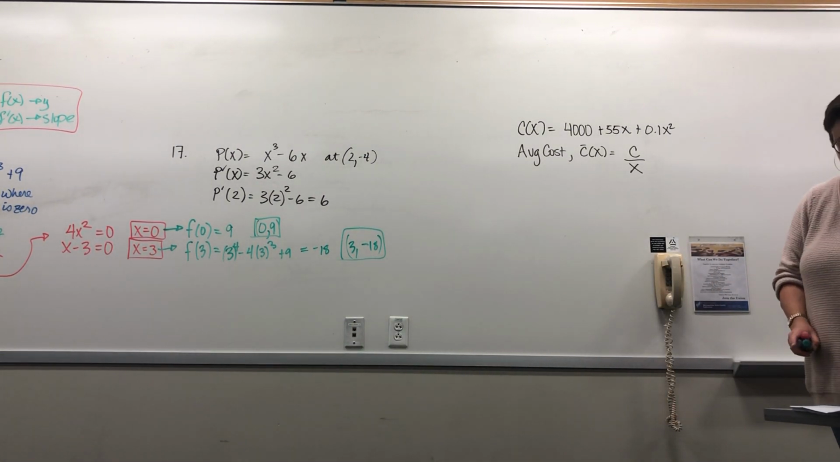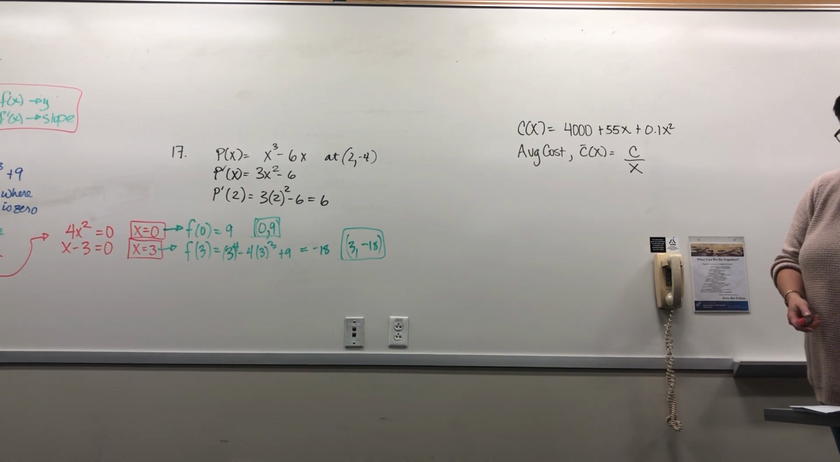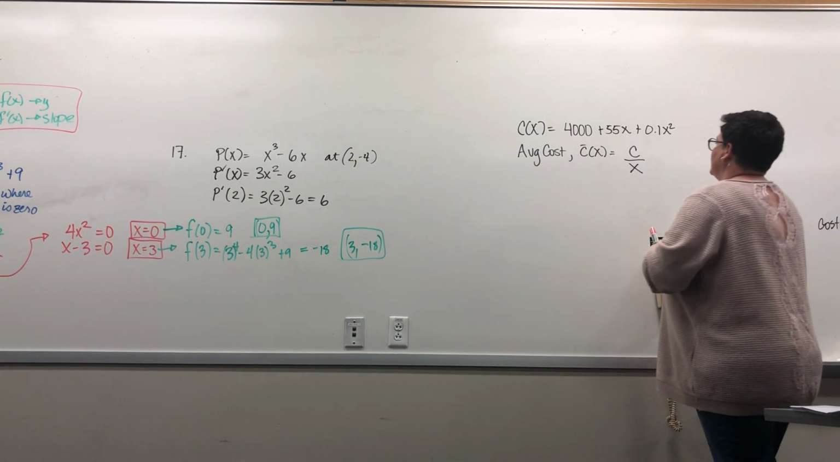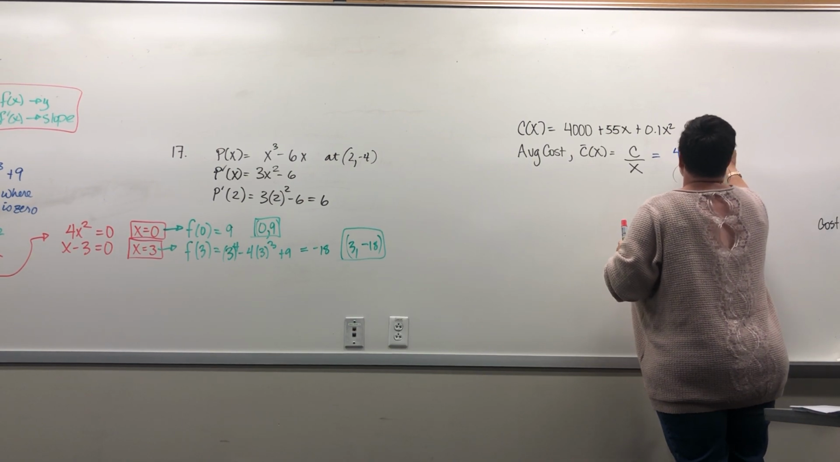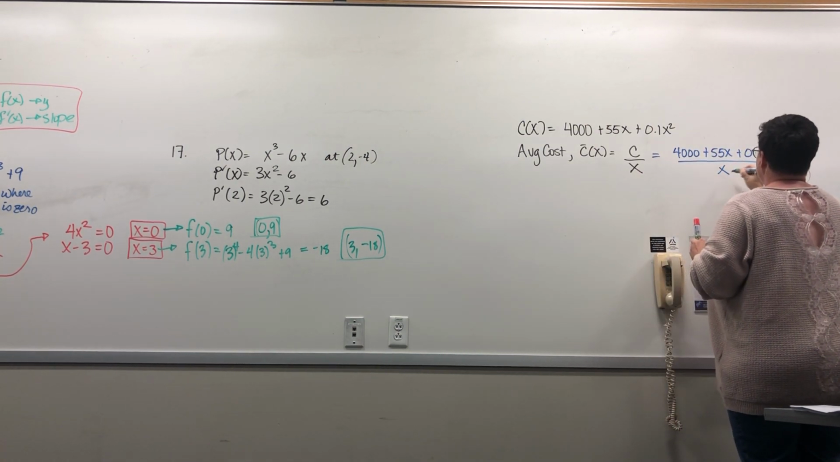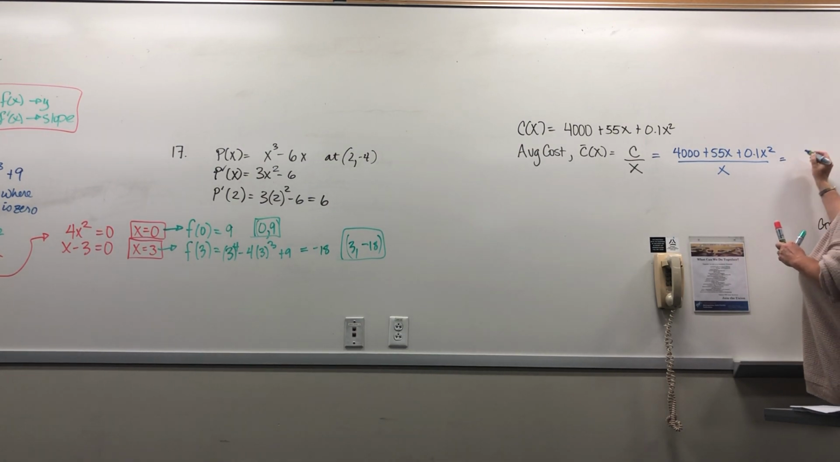Anybody? I take a cost function and I divide it by x. All right. So in this case, it's going to be 4,000 plus 55x plus 0.1x squared divided by x. That's ugly, isn't it? What if I split it up?